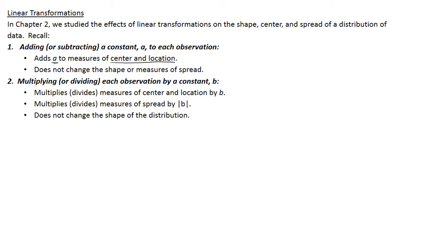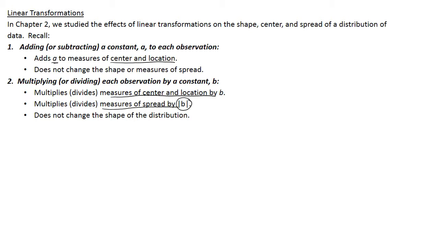However, if we multiply or divide by a constant, it changes all the measures of center and location and all of the measures of spread, and those get multiplied by B. Notice that on measures of spread, it multiplies them by the absolute value of B. That's just because standard deviation is always positive, so if for some reason you were multiplying by negative B, your standard deviation would actually just be multiplied by the absolute value of that. Again, the shape of the distribution does not change.